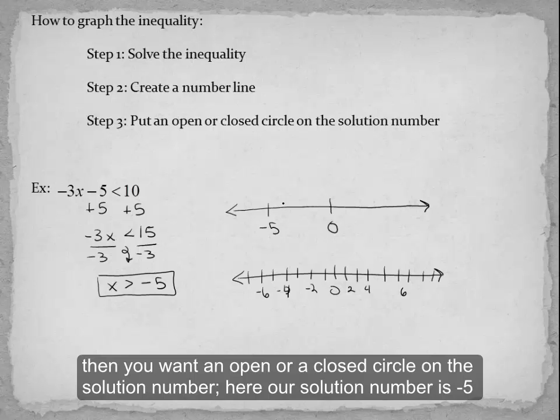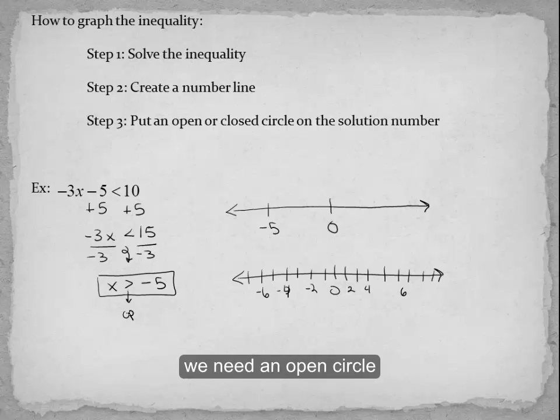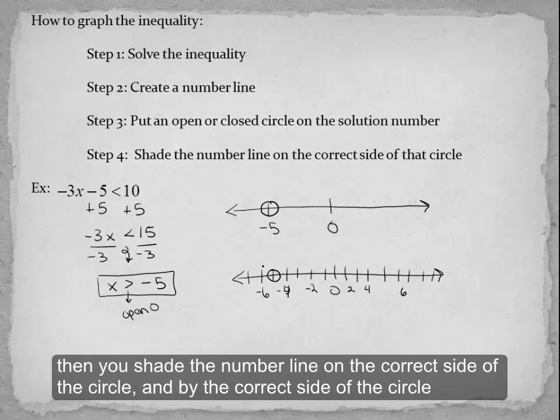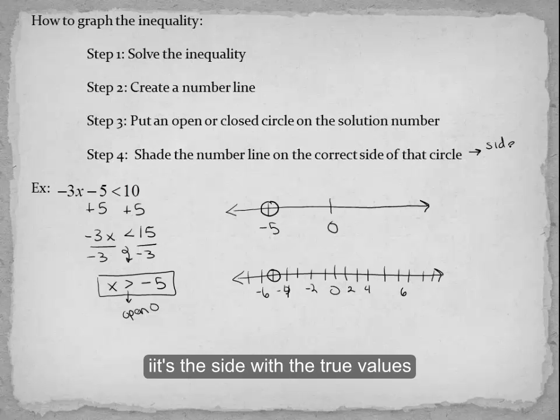Then you want to put an open or a closed circle on the solution number. Here our solution number is negative 5, and we need an open circle. So we put an open circle on negative 5. I'm going to just do this on both graphs. Then you shade the number line on the correct side of the circle. And by the correct side of the circle, it's the side with the true values.